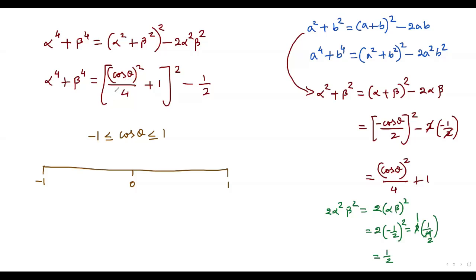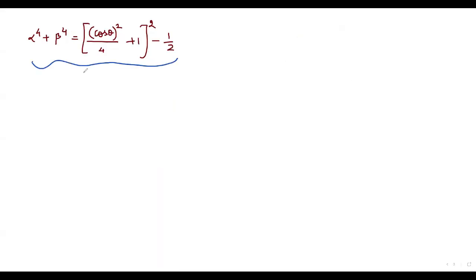But to get the maximum value of this expression, I have to plug in the maximum value of cosine theta. That is, I have to plug in 1 for cosine theta over here. To get the minimum value, I have to plug in 0 for cosine theta, so that I'll be getting the minimum value. Okay, let me continue on the next page. This is a step we had on the previous page.